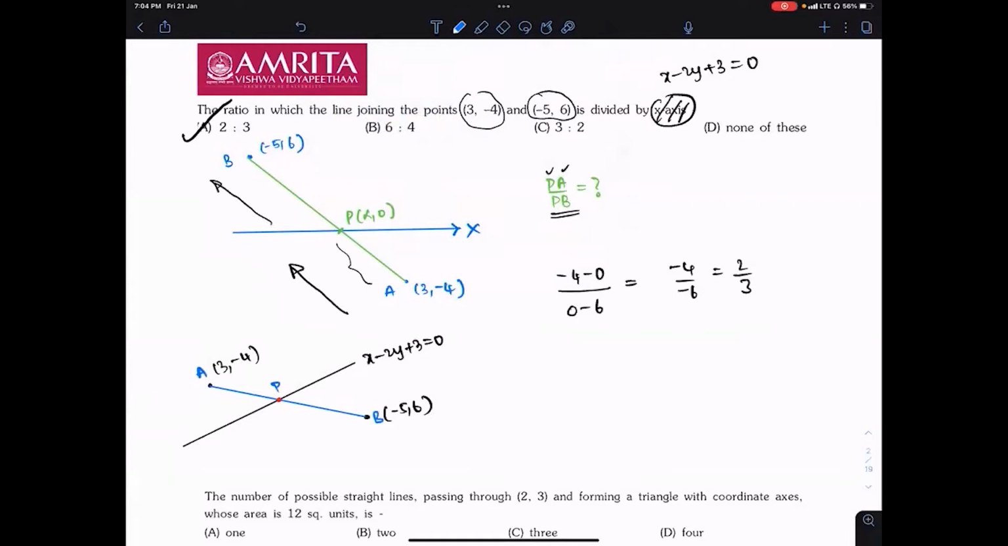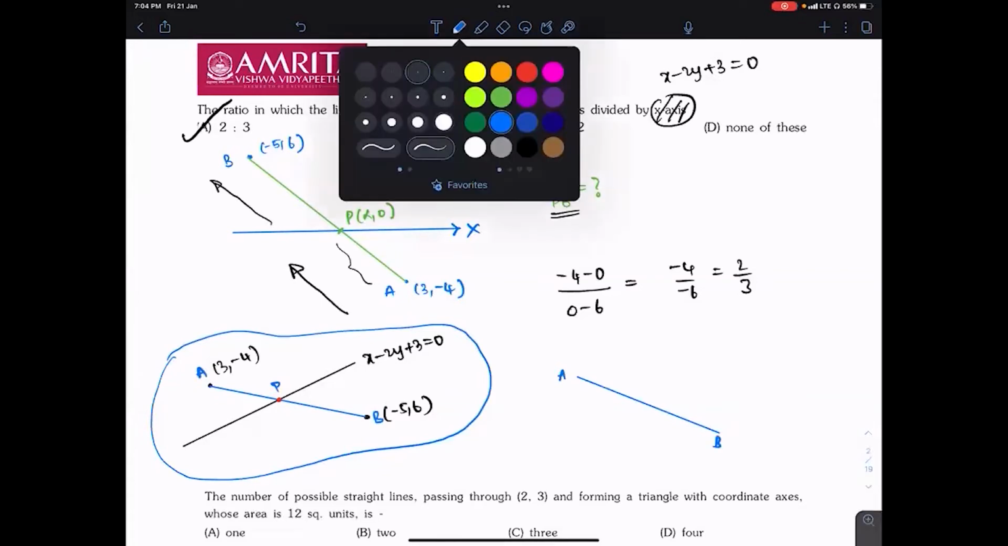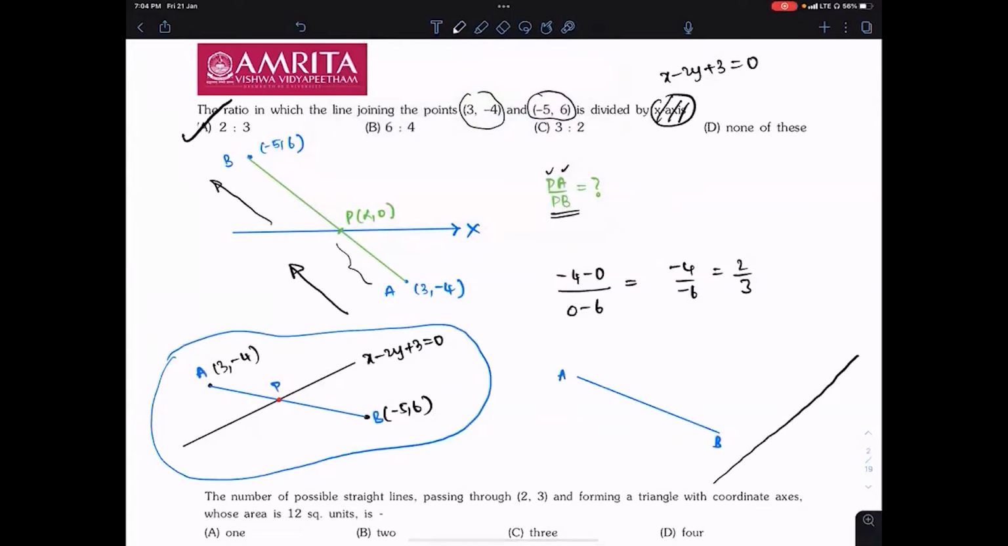See, I have drawn a rough graph. The P can be on one side also. That means the diagram can be something like this. Let me just quickly draw. This can be this AB. And the line can be like this. And maybe if you extend here, this can be P. So any of these two scenarios may happen. We don't know.